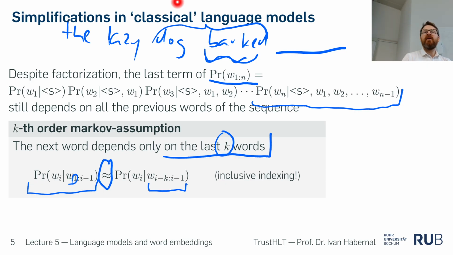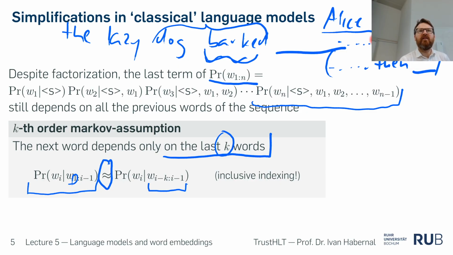I'll give you another example, like a very long dependency. Say Alice went home, blah, blah, blah, 20 words, and then you have to choose whether it's he or she. If you see just a few words before, then both are possible, because the information for deciding whether it's she or he is very far away in the context. It's called a long-range dependency.